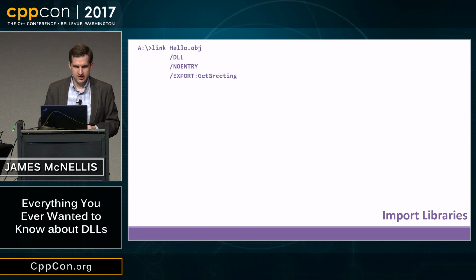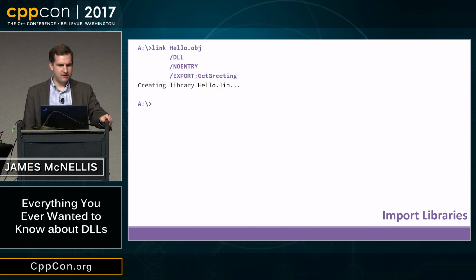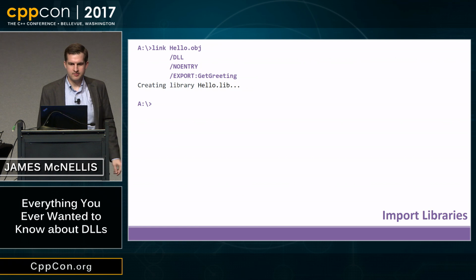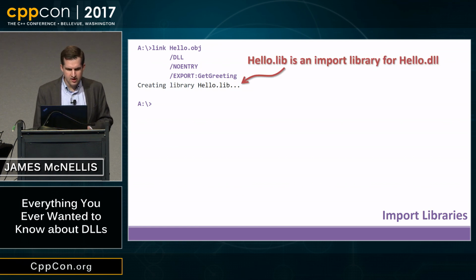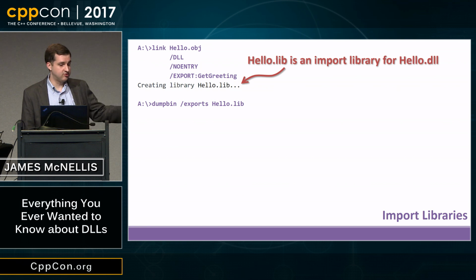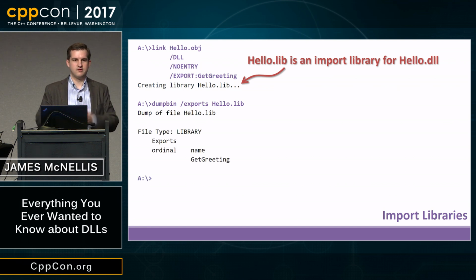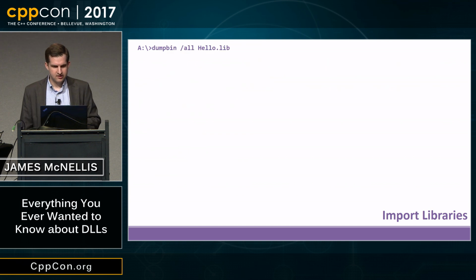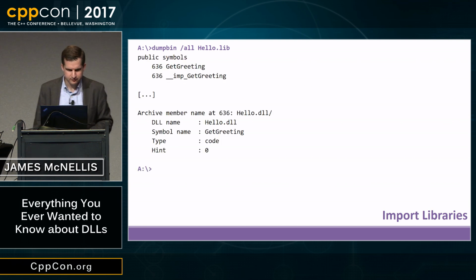So what we're going to do is, previously we linked our hello.dll, and that printed out creating library hello.lib. That library is an import library for hello.dll. And so what we can actually do, we can also run dumpbin /exports on that lib, and it'll tell us, okay, well, the getGreeting function is available. So what's actually inside of there, you have to run dumpbin /all to get more detailed information, and this prints out tons of stuff, so I'm just going to show the important excerpts.